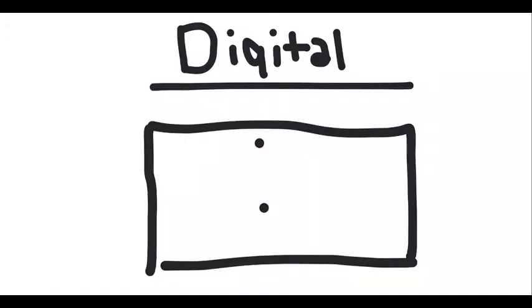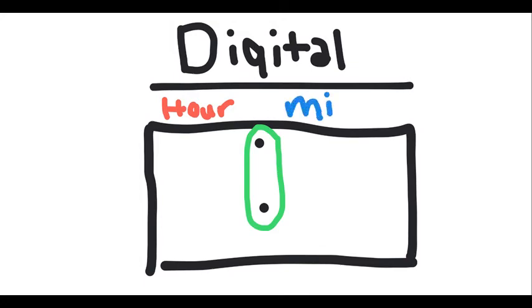The next clock, a digital clock, has hours and minutes represented using numbers. So hours go in front of the colons, which are these 2 dots here, and minutes go behind these 2 dots or colons. Now that we have a better understanding of what each clock is, let's do some example problems.